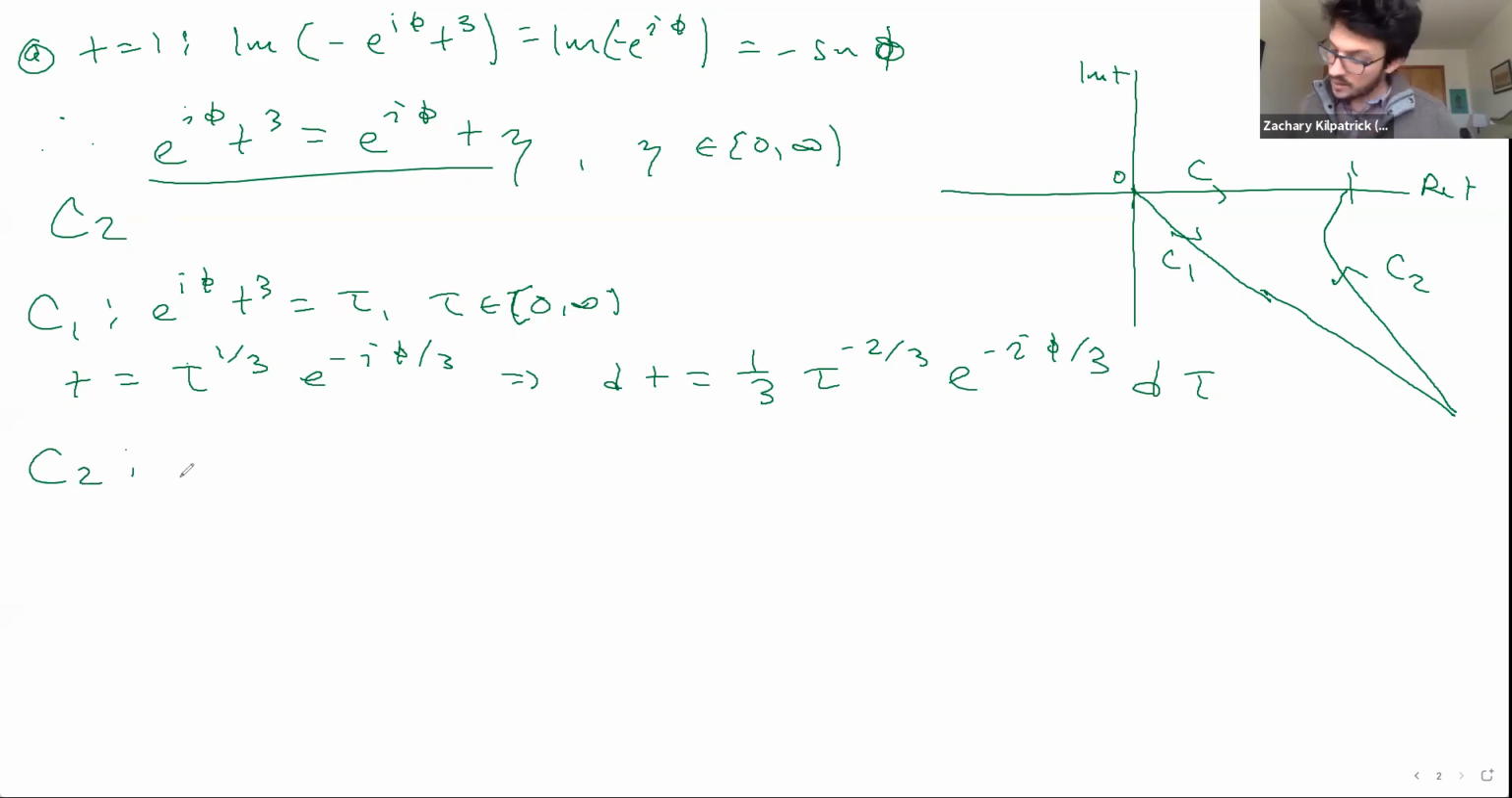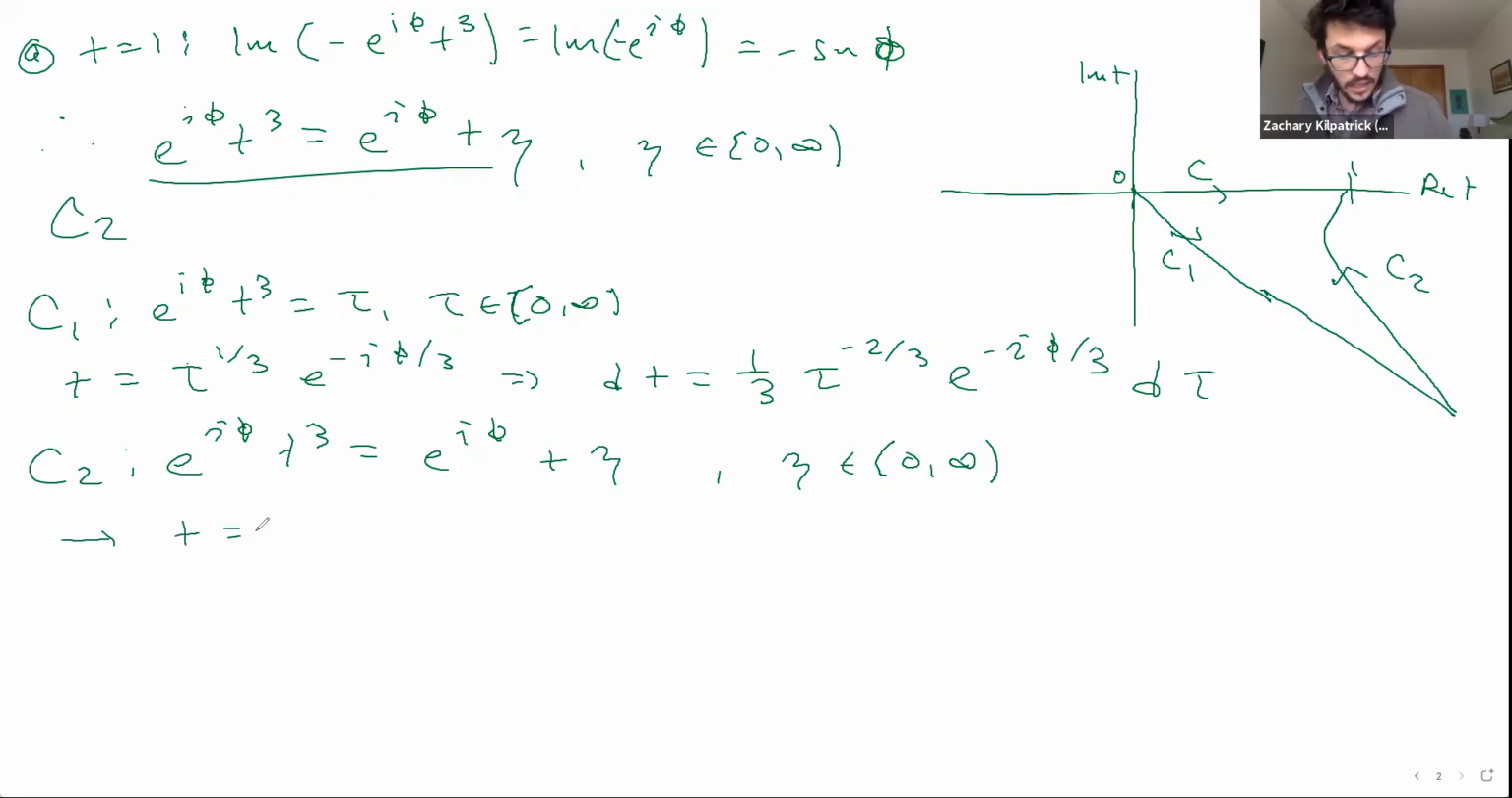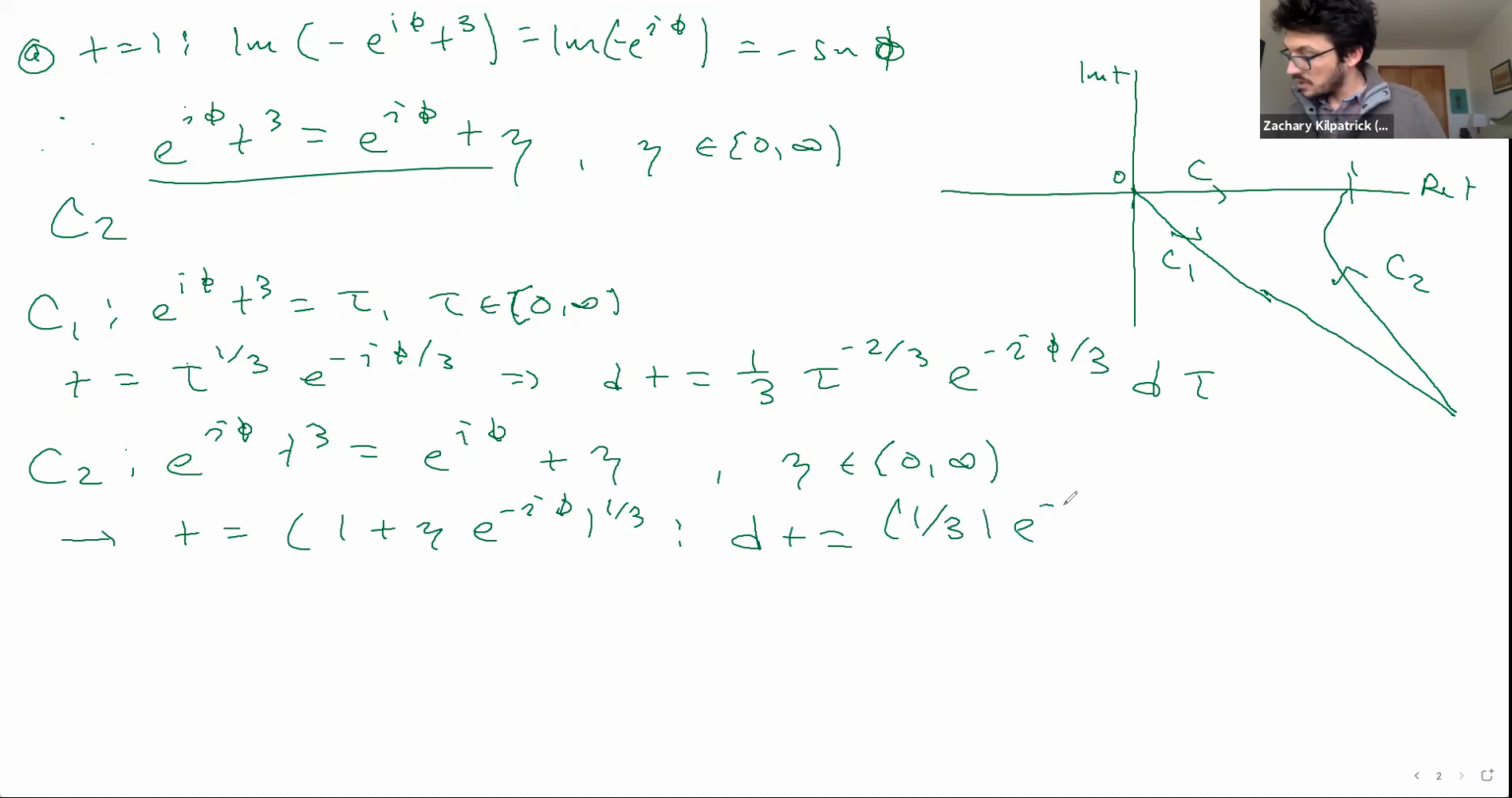Our second contour is going to be e to the i phi t cubed equals e to the i phi plus eta, where eta now lives from 0 to infinity. And I can write t equals (1 plus eta e to the minus i phi) to the 1/3, or for differentials, I get dt equals 1/3 e to the minus i phi divided by (1 plus eta e to the minus i phi) to the 2/3.